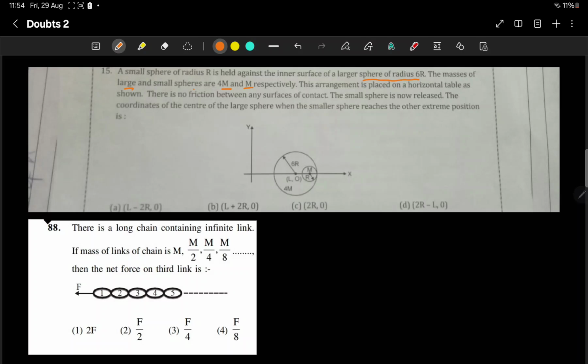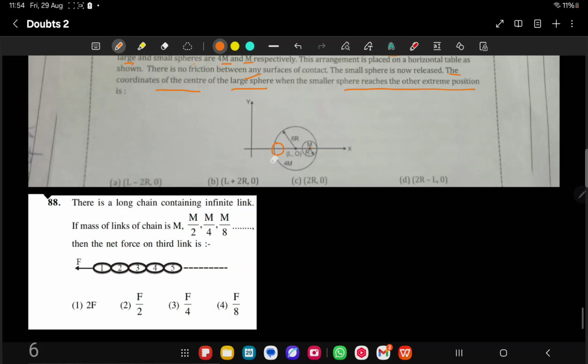Now, if you leave this sphere here, it will come down and then go up. When the smaller sphere reaches the other extreme position, it will come back to the same point and go again. So this will actually oscillate. The other extreme position is this one. When it comes here, what are the coordinates of the center of the large sphere? This is the question.